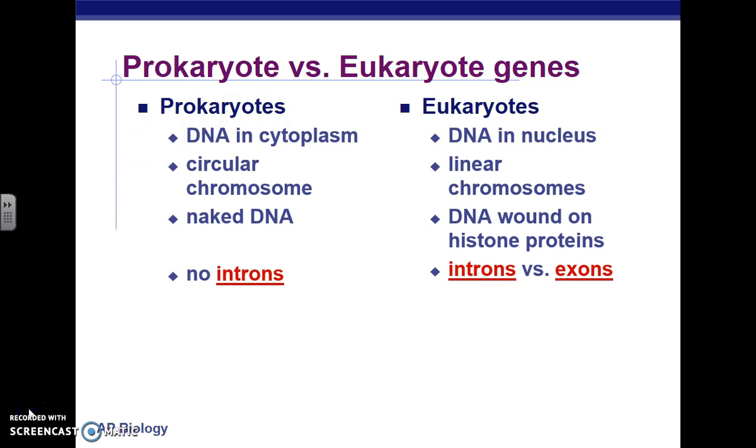So just to summarize, because I forget what I said, prokaryotes don't have introns, so the spliceosome doesn't need to cut anything out. They don't even have a spliceosome, whereas eukaryotes have introns and exons, so the introns need to be cut out.